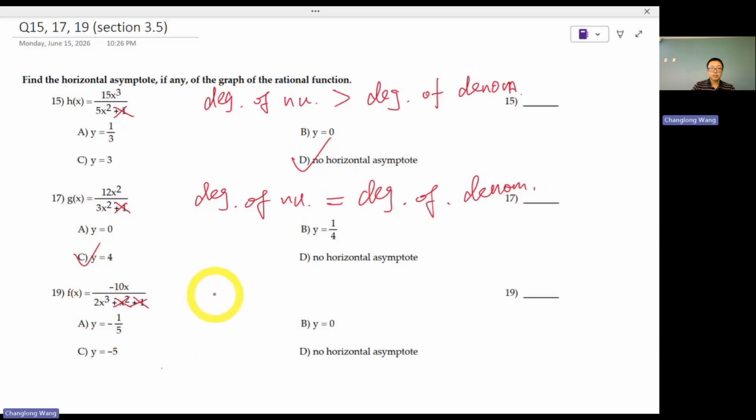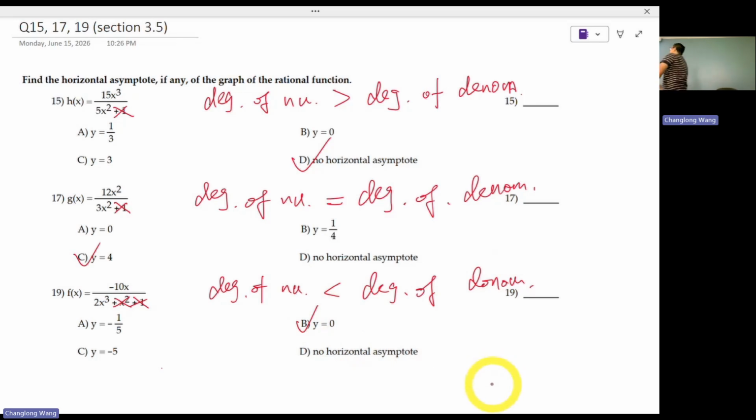The last one, the degree of the numerator is less than the degree of the denominator, right? That's right, there's still a HA, but it will be y equal to 0. And the way you can understand it is the denominator has a higher degree. That means it will grow much faster, become much bigger than the numerator, right? That means you have, relatively speaking, an infinitely large denominator, which makes that function become infinitely small, right?